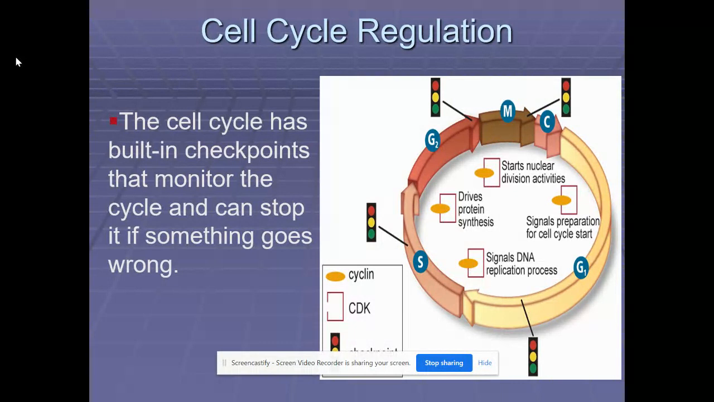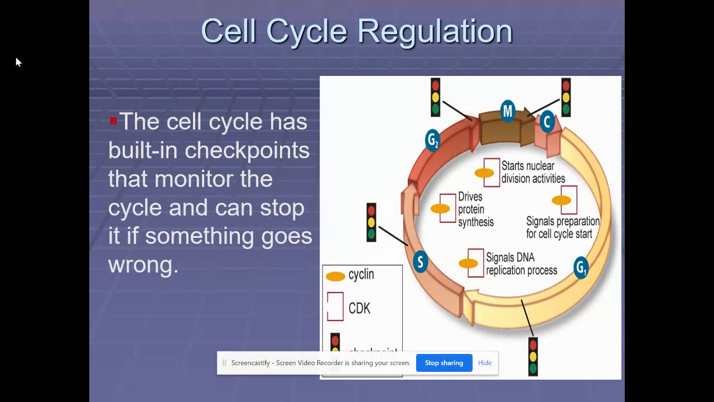All right, so here we have on the right a picture of the cell cycle again. Remember, it starts with G1, S, and G2. Those three make up interphase. Then we have M that stands for mitosis, and then we have C that is cytokinesis. And each of these traffic lights on the cell cycle symbolize a checkpoint. They monitor the cell cycle and can stop it if something goes wrong.